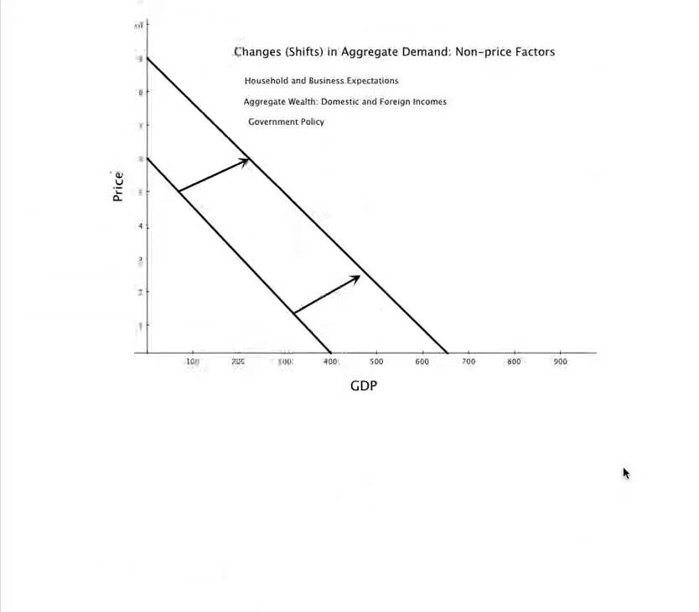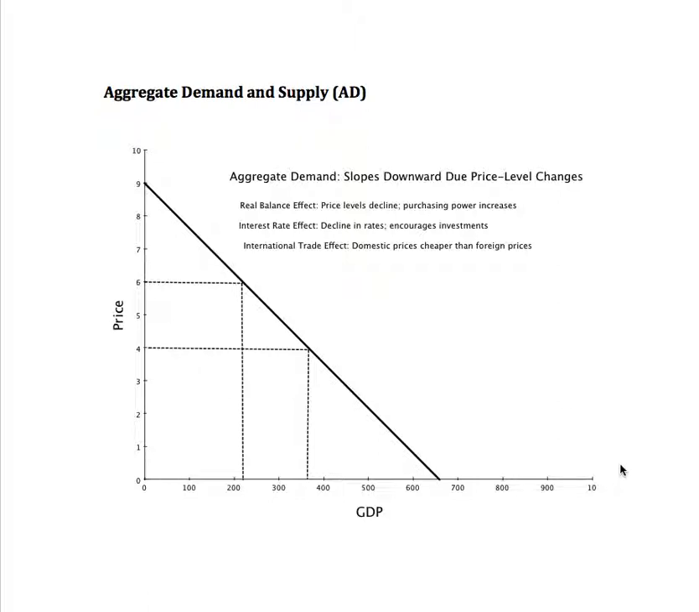So this is a graphical overview of aggregate demand and aggregate supply as it pertains to our gross domestic product, and those non-price factors that cause a shift in aggregate demand, and those non-price factors that cause a shift in our aggregate supply.